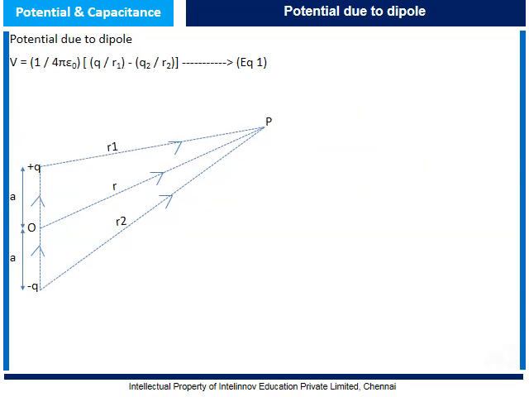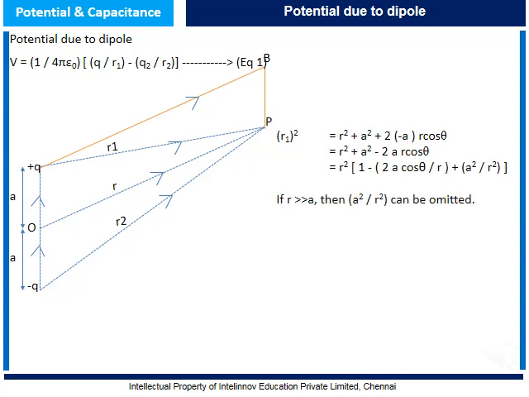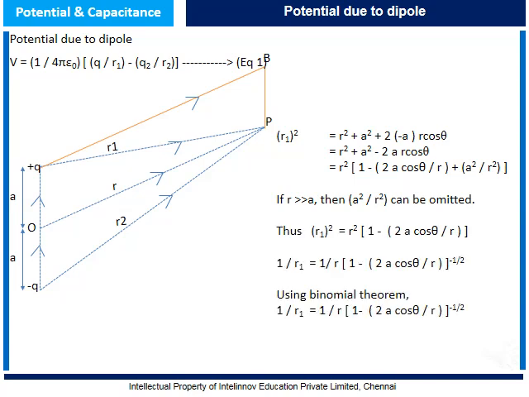Now let us calculate the 1 by R1 value. We are following the same approach as we did in finding 1 by R2. Here also we are making use of the parallelogram law. As per that, R1 square is equal to R square into 1 minus 2a cos theta by R plus A square by R square. As mentioned earlier, if R is much greater than A, then the A square by R square term can be omitted. Thus, R1 square equal to R square into 1 minus 2a cos theta by R. And using the binomial theorem, we get 1 by R1 equal to 1 by R into 1 plus a cos theta by R.